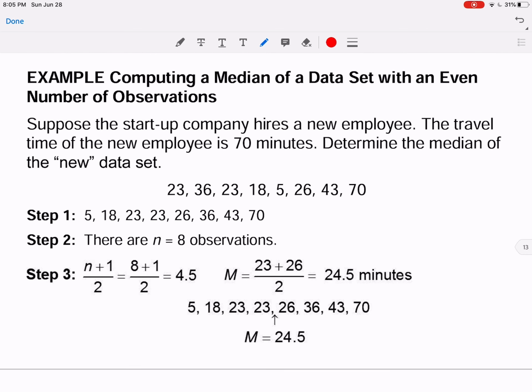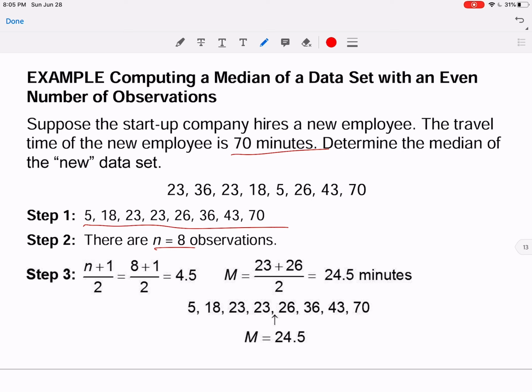Now, this is a new case. Suppose a startup company hires a new employee. The travel time of the new employee is 70 minutes. Determine the median of the new data set. So once again, very similar. We want to rearrange the data set in ascending order, and like this, we get 8 numbers this time. Since this is even, we want to find out the position of the 2 middle numbers.